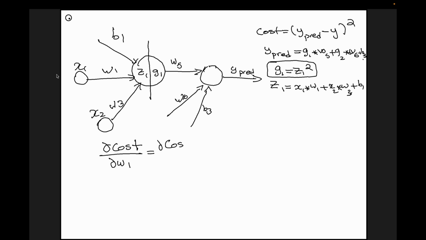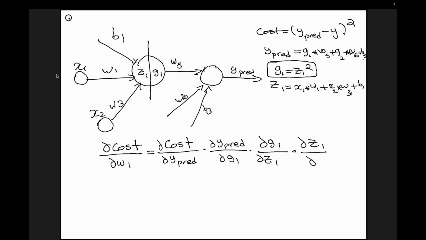In order to do that, we need to find the partial derivative of cost with respect to our y prediction, then the partial derivative of our prediction with respect to G1, then the partial derivative of G1 with respect to Z1, then the partial derivative of Z1 with respect to W1. It may look complicated, but there's nothing complicated about that, honestly. We just follow the chain rule.